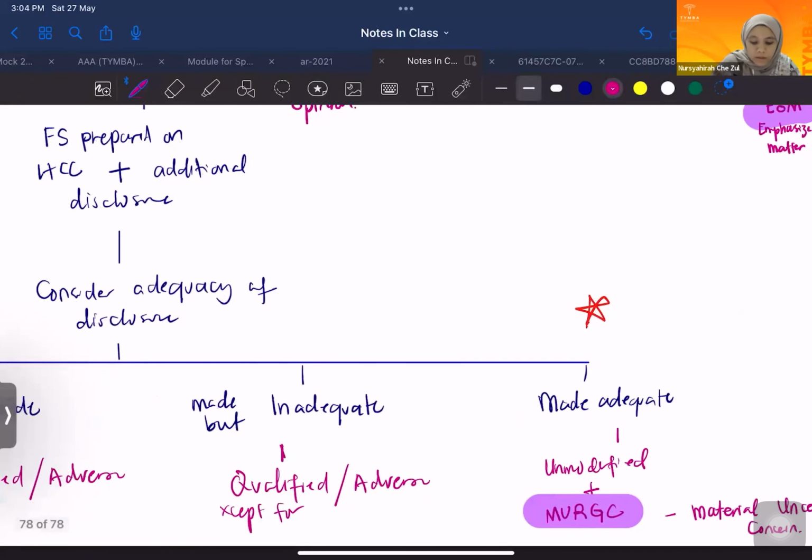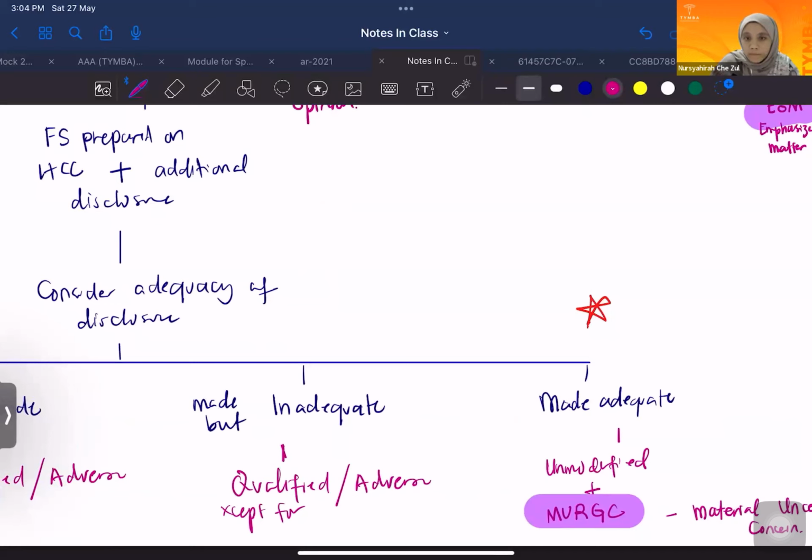Okay, same as made but inadequate, meaning that they did disclose something, but it is not complete. Perhaps there are 3 MU, but they only disclose 1. Okay, inadequate. So again, same concept. It could be qualified except for opinion or adverse, depending on the pervasiveness of the inadequacy, or depends on pervasiveness of the issues.